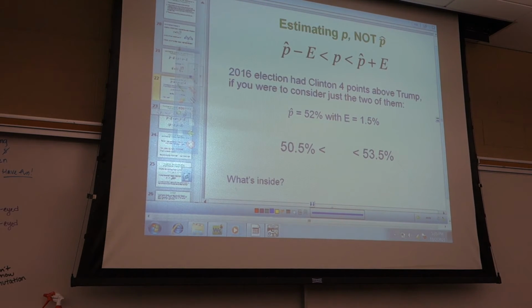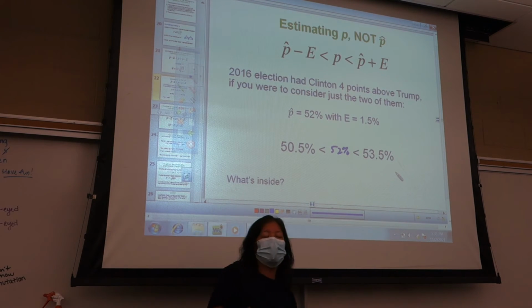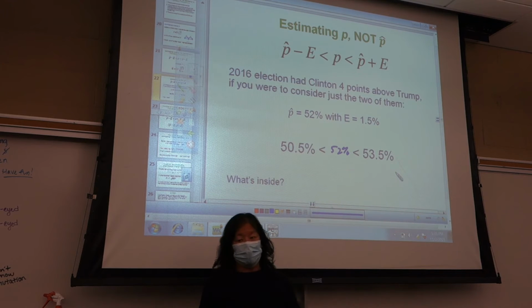So it's definitely not p hat. Then all we're saying is 52% is between 50.5 and 53.5. And we all know that. That's like saying 3 is between 2 and 4. That doesn't give anybody any information. We know what p hat is, so that doesn't help us.